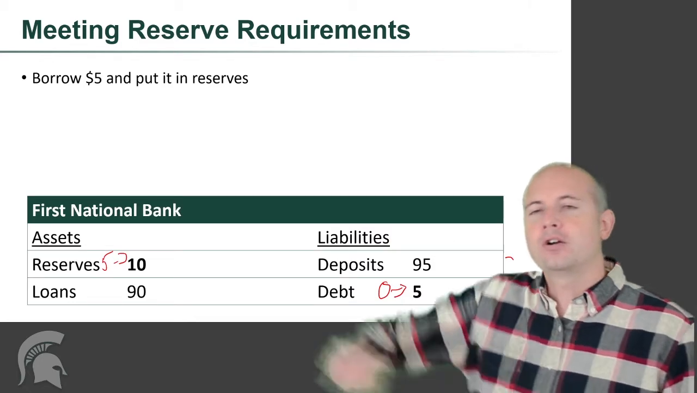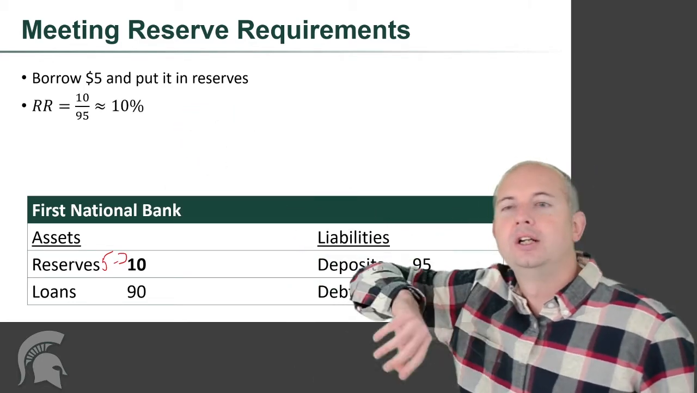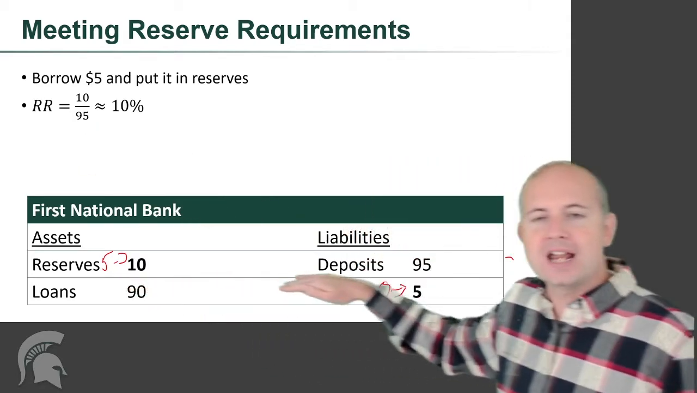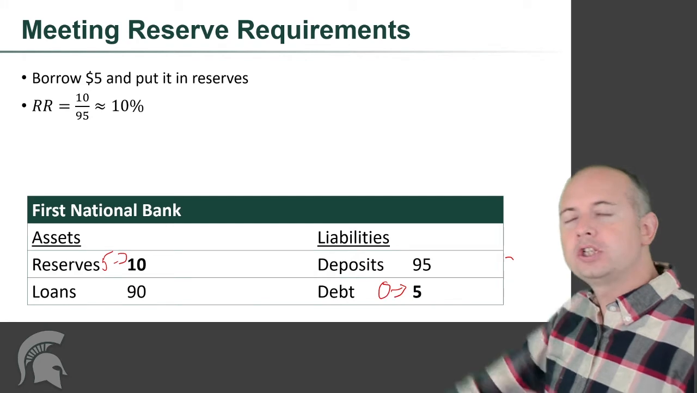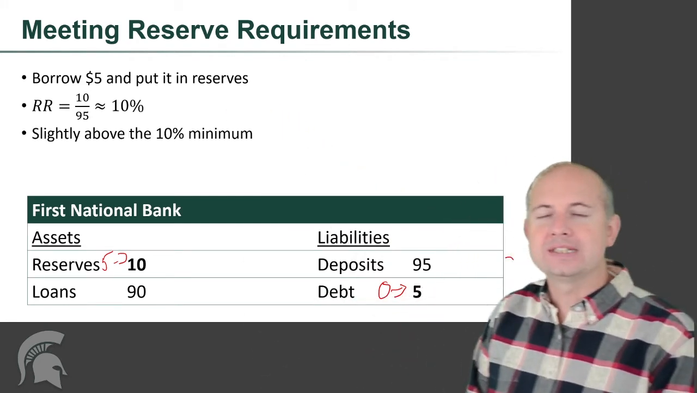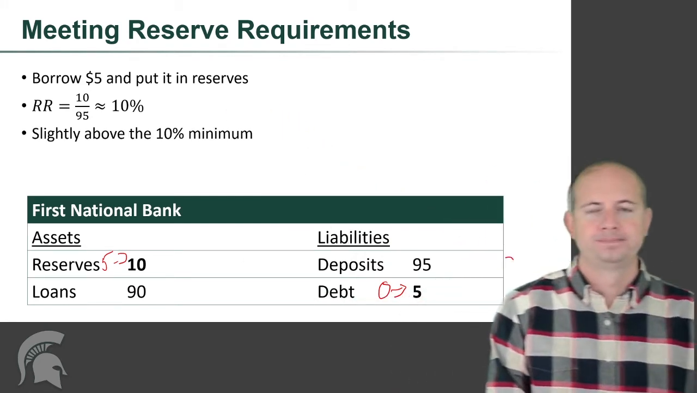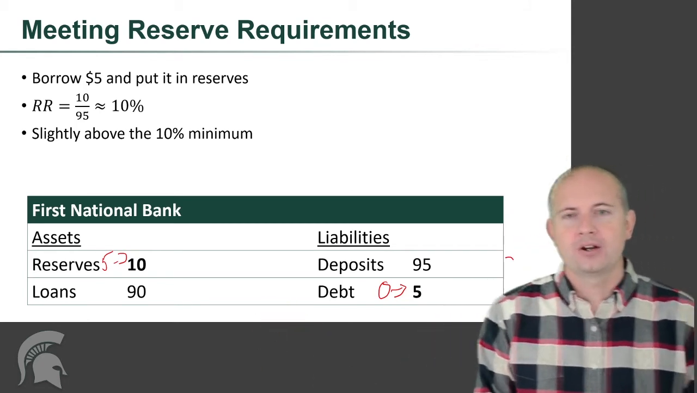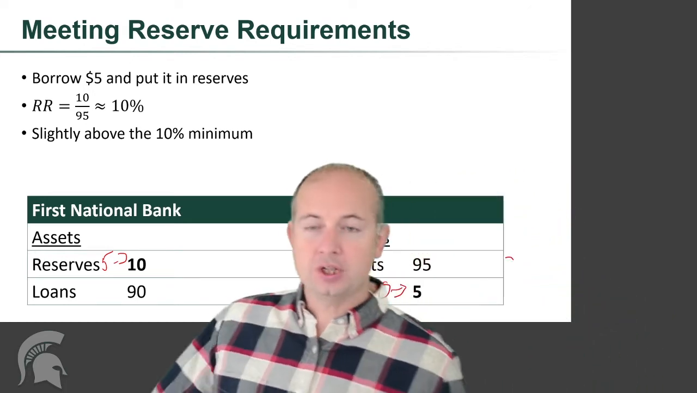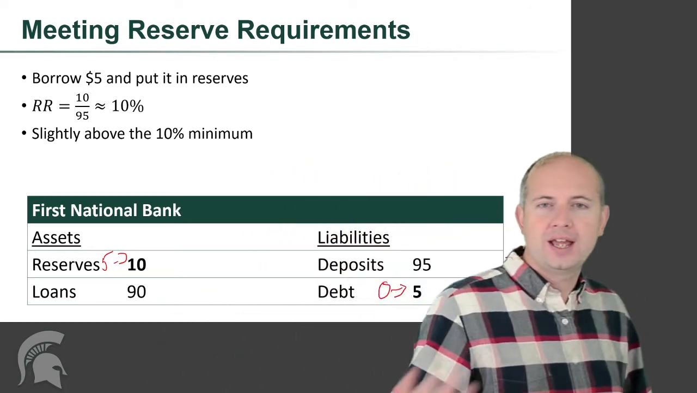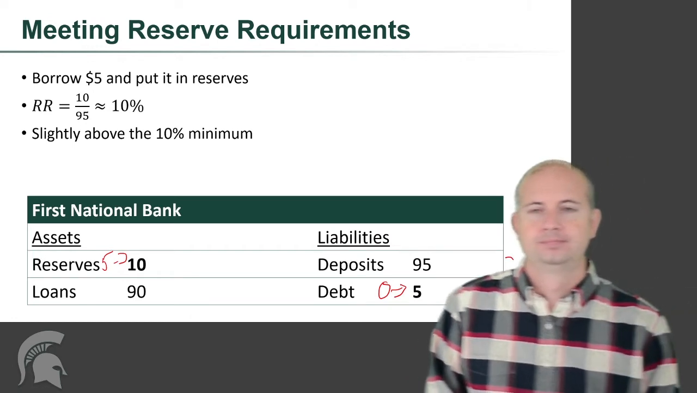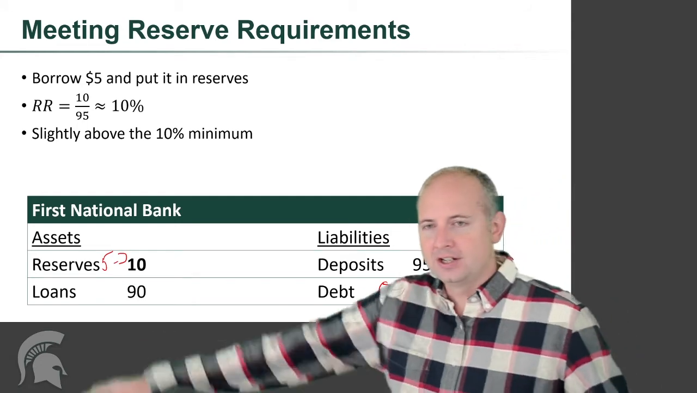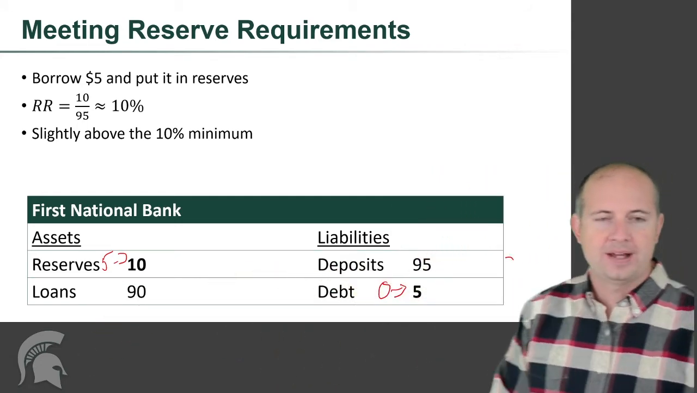Notice, when I borrow $5 and put it in reserves, my reserve ratio is $10 in reserves divided by $95 in deposits, which is around 10%. It actually puts me slightly above that 10% minimum. Perfect. This is what I needed, right? The depositor came, took their $5 back, so I just went and borrowed $5 back. So now I have hit my requirements, and I have not had to drastically reduce my loans and deposits to do so.